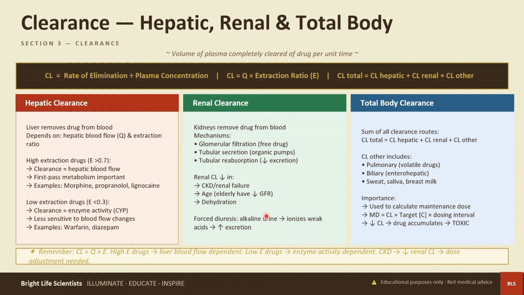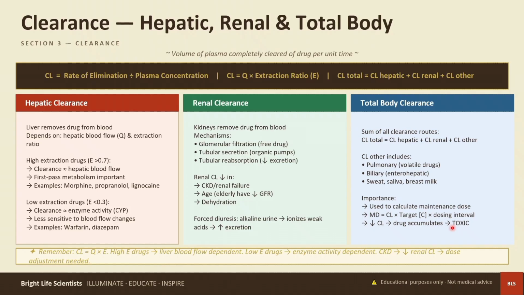Total body clearance is the sum of all routes. It's used to calculate the maintenance dose. Maintenance dose equals clearance multiplied by target concentration multiplied by the dosing interval. When clearance falls in renal or hepatic failure, the drug accumulates and the maintenance dose must be reduced.